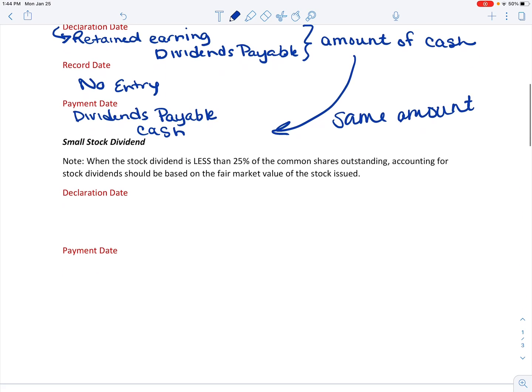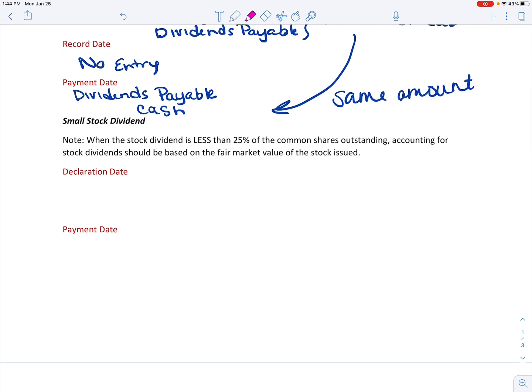The first one is a small stock dividend. If you have a small stock dividend, you're talking about a dividend that's less than 25% of your common shares outstanding. And if it is a small stock dividend, this is going to be recorded at your fair market value. So let's look at the journal entries that would be required for a small stock dividend. Again, at that declaration date, we're going to debit our retained earnings.